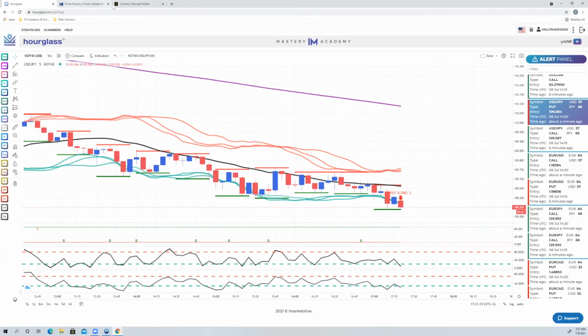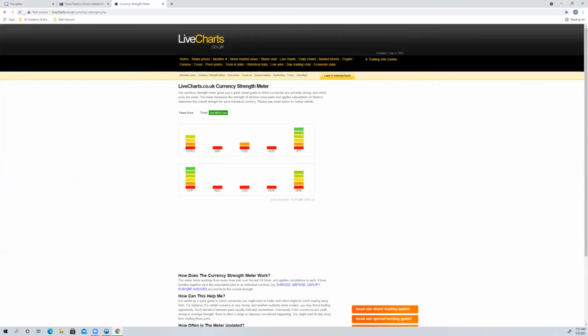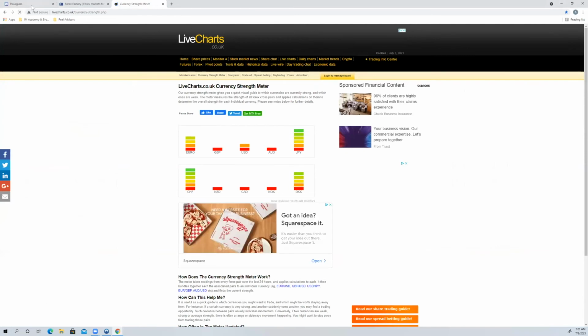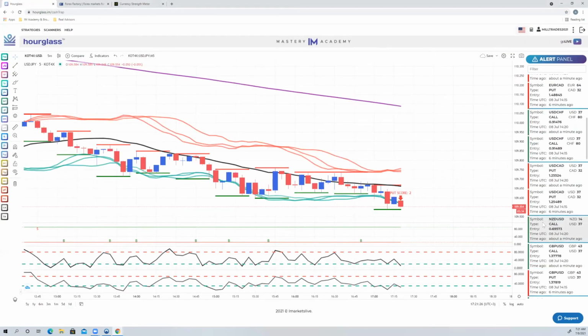Let's see. Seems like Euro's giving us a good time. So let's stick with Euro pairs. Let's see. Euro GBP. Let's look at Euro GBP or GBP Euro, whatever it is.